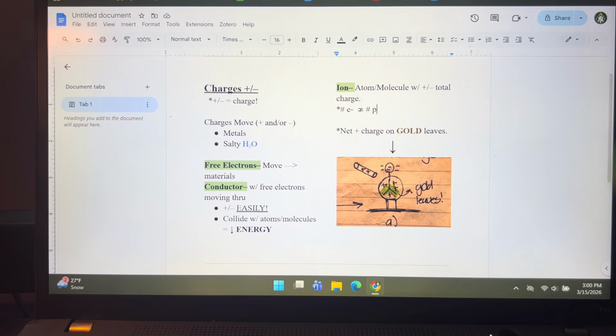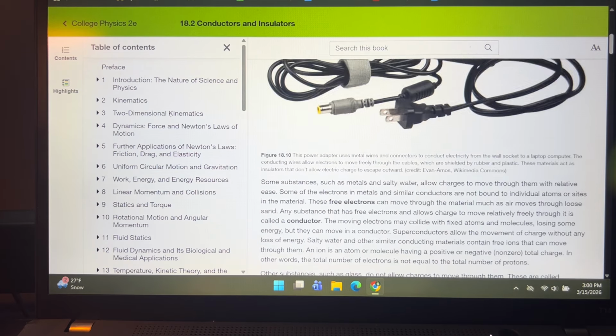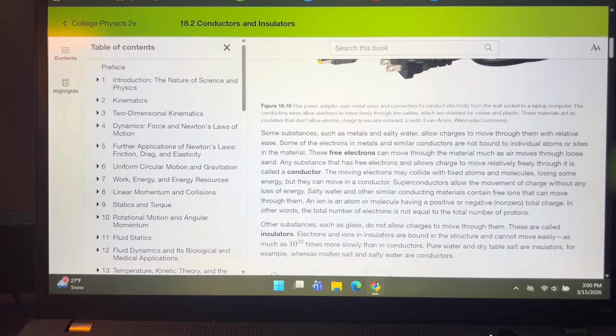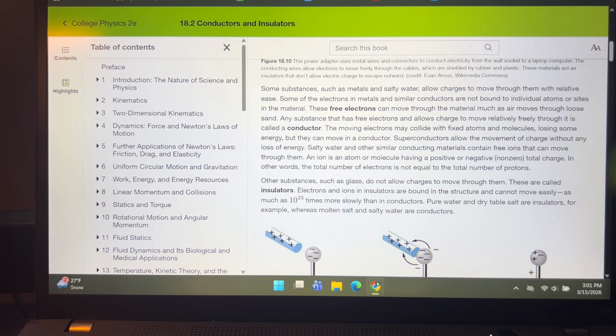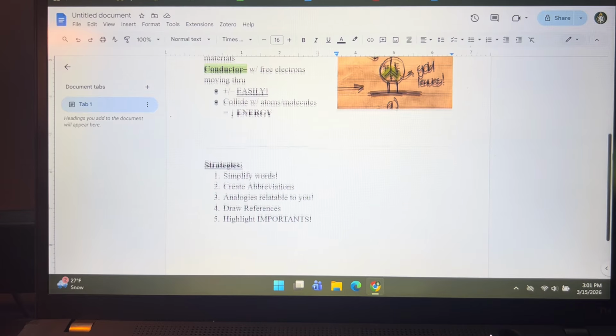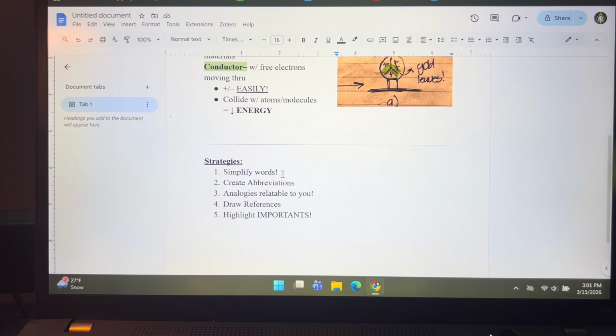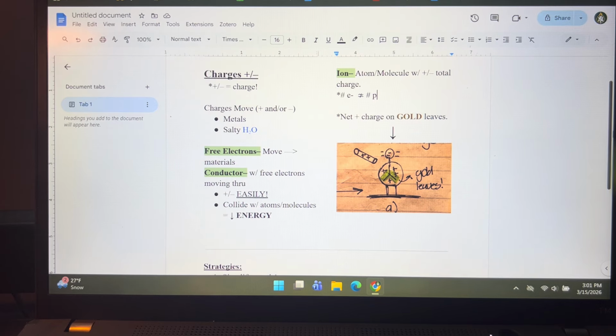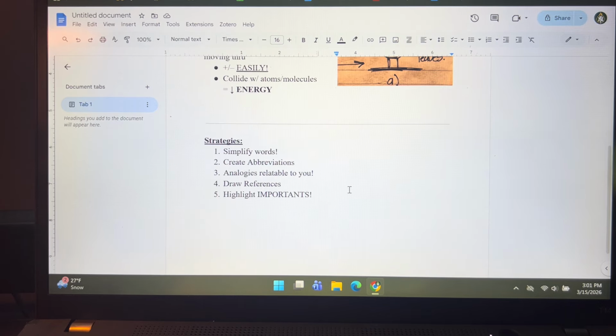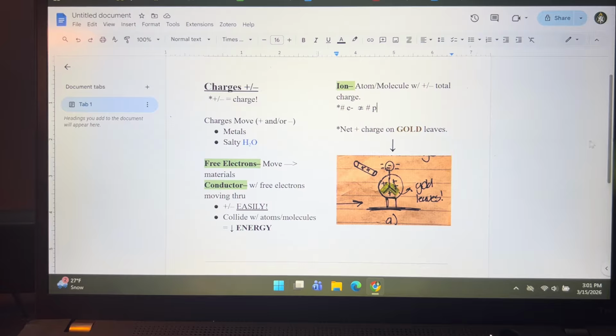But those are a few of the strategies that we look at when we are dissecting a difficult science paragraph such as this one. A lot of the strategies that we used here are simplifying those words like H2O, creating abbreviations or phrases like the one we did for protons and electrons, analogies that are relatable to you, such as water, or drawing colors to represent words, drawing references like the one that we drew up here, and highlighting those important vocab words or ideas, bolding them or underlining them for emphasis.